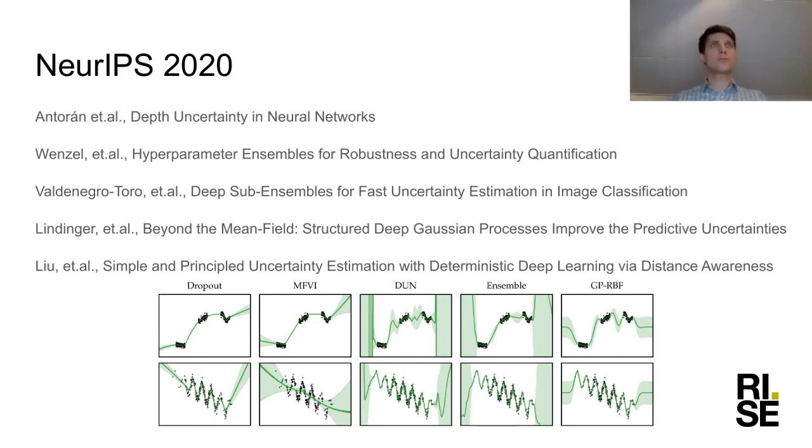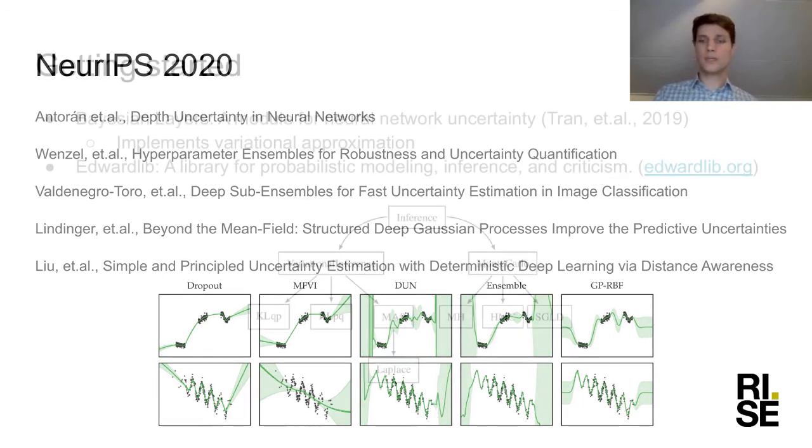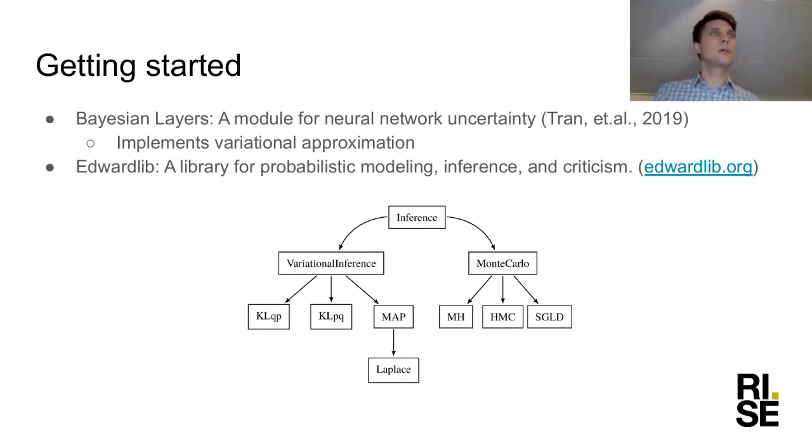Other papers that look interesting are deep subensembles for fast uncertainty estimation in image classification by Valdenegro-Toro, et al. And also beyond the mean field, structured deep Gaussian processes improve the predictive uncertainties. These are really descriptive titles. Simple and principled uncertainty estimation with deterministic deep learning via distance awareness. So these are some papers that could be worth looking into. I don't have time today to go through them.